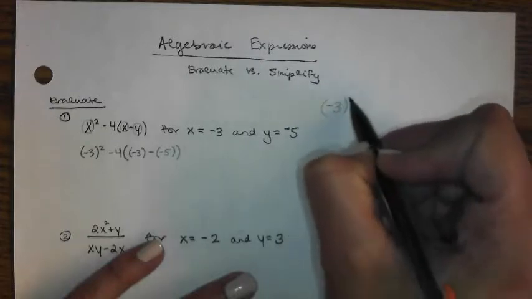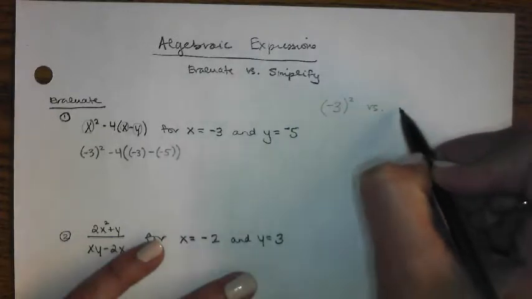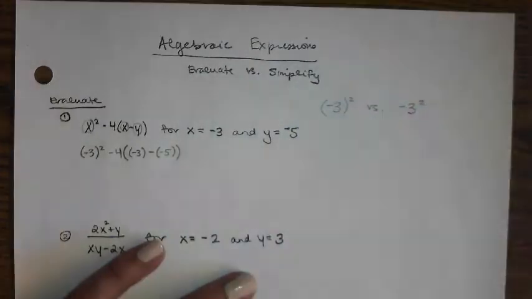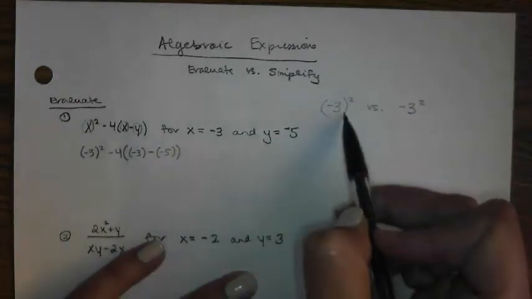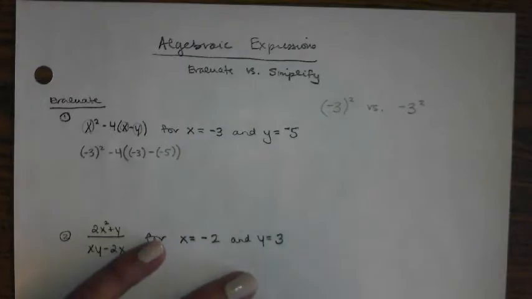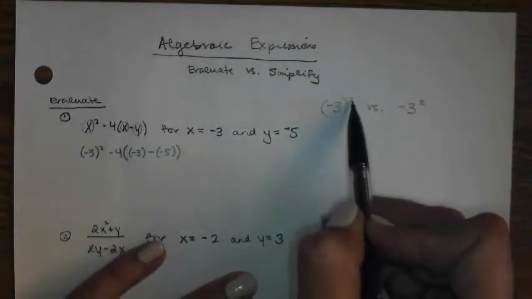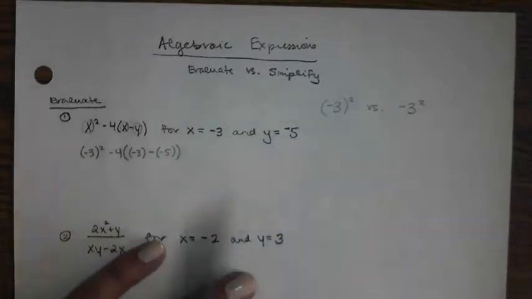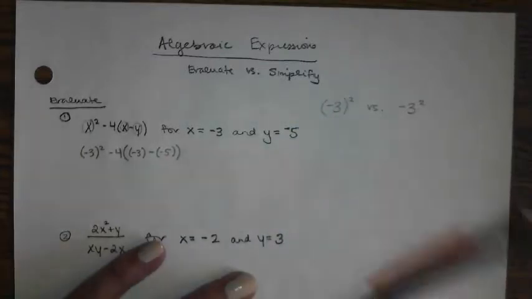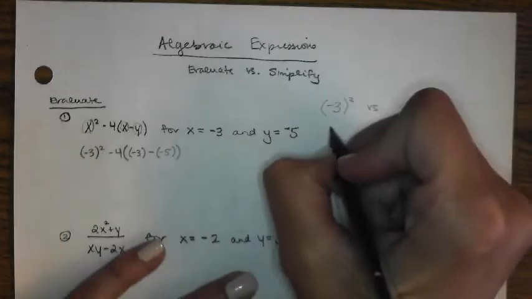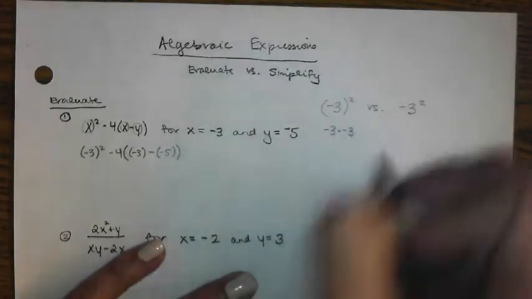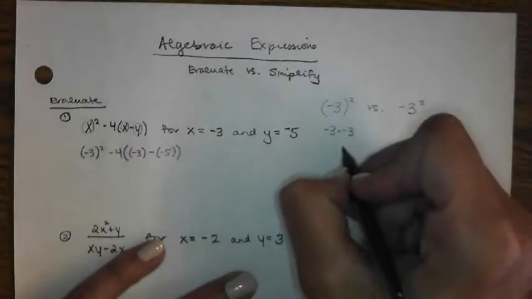(-3) squared versus -3 without parentheses squared. Okay? This one means, squaring in general means multiply the base by itself. The base of this squared is the entire set of parentheses. The parentheses are being squared. So the -3 is getting multiplied by itself, and that is 9.